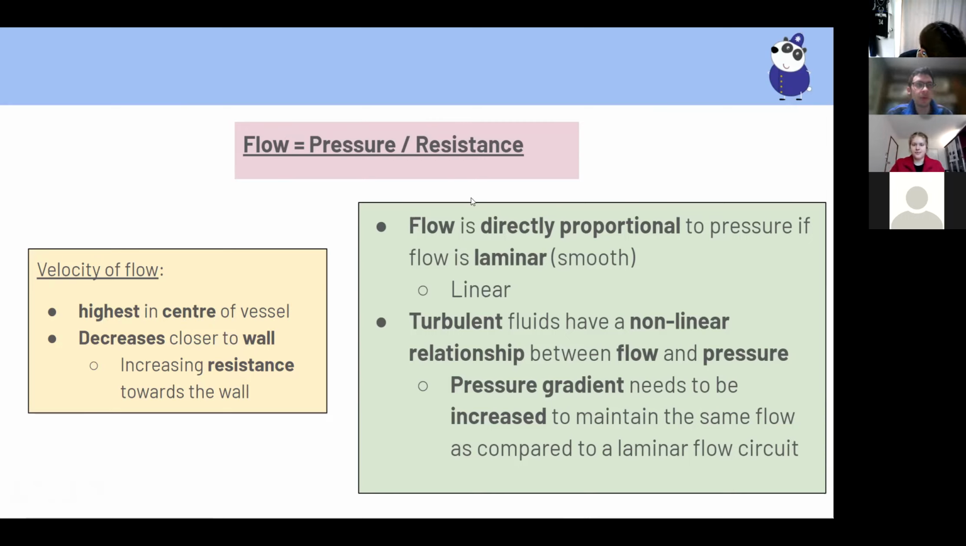This is important when you're recruiting leukocytes, because if leukocytes are flowing in the center, they're probably not going to slow down enough to adhere to blood vessel walls. Whereas when they go towards the periphery, they're going to slow down and can be extravasated. So flow is directly proportional to pressure if the flow is laminar.